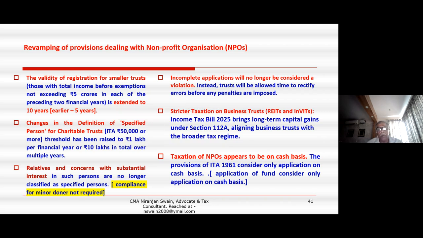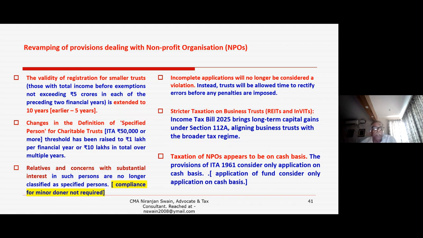And on the validity of the registration, small trusts are being taken away from this type of restriction or compliances. So for trusts whose income receipts do not exceed 5 crores, they can go for re-registration only after 10 years. Previously, once you registered, you could continue for the entire period. But now an amendment has been made. Every trust will go for re-registration, and the registration will be valid for 5 years. So every 5 years they have to renew. But for small trusts, they made it 10 years.